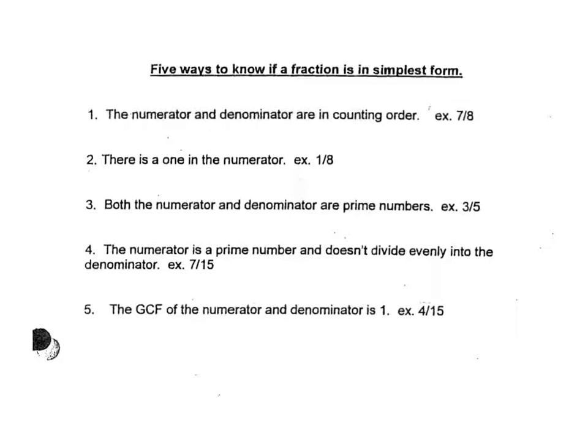I would try to find a spot somewhere on your page to write a couple more of these examples as we go through it. So way number 1 says the numerator and denominator are in counting order, like 7/8. That's what that is there on the side. So I'm going to write it more like a fraction. So like 7/8. That's one way to know that you are done and you have a simplified fraction.